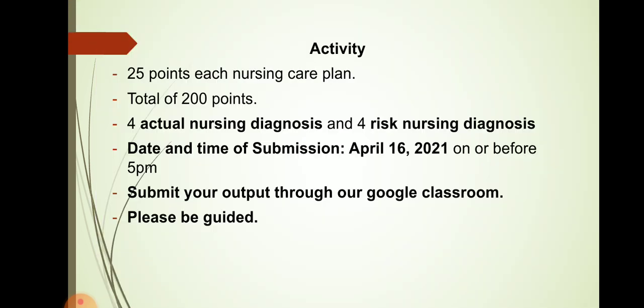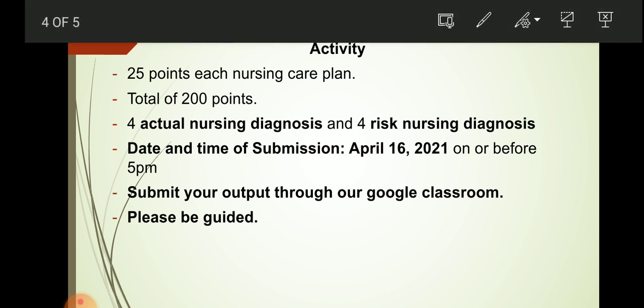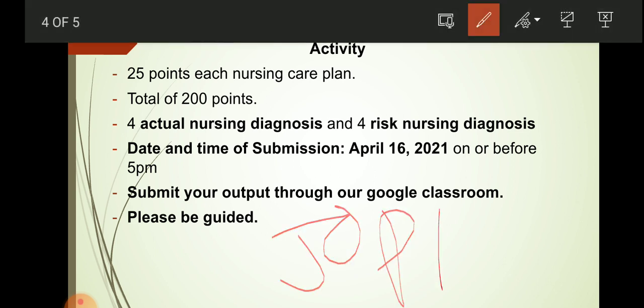Okay? And then the date and time of submission should be April 16, 2021. That would be Saturday on or before 5 p.m. So you have to submit your output through our Google Classroom for easy checking of your activity. And please be guided. Don't forget, I will still accept late outputs, but you will be deducted 50 points maximum. I don't want to deduct points, guys, but I have to set a deadline to discipline you when it comes to submitting your activities and outputs.